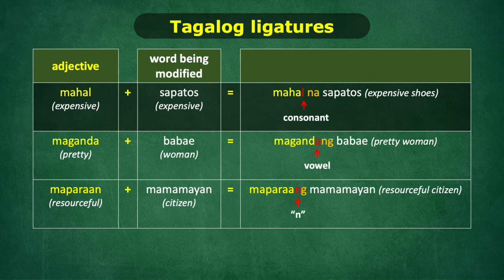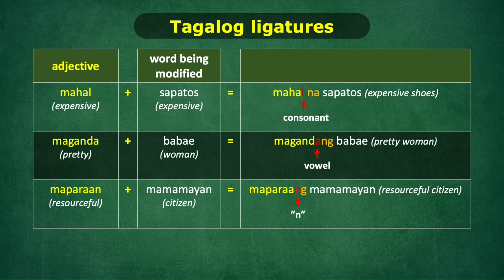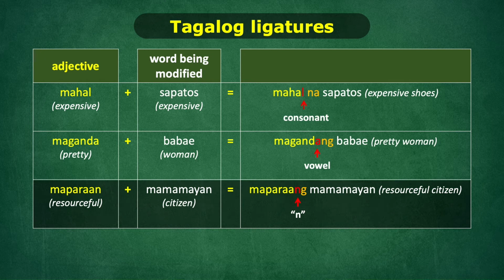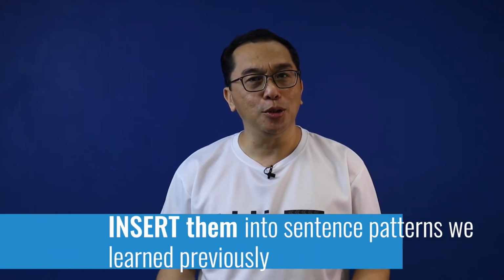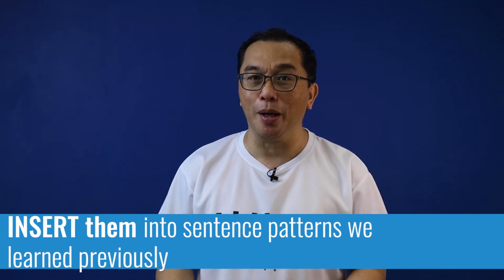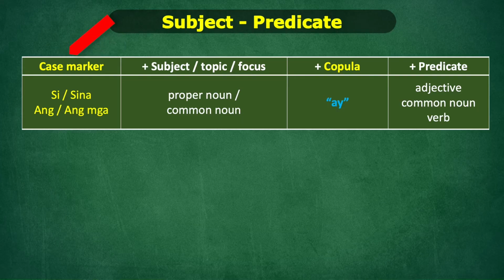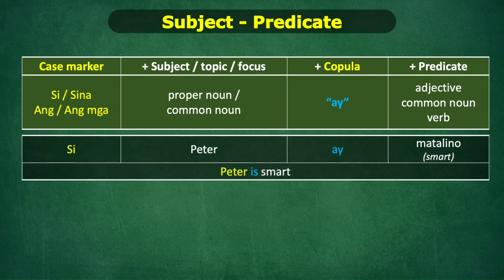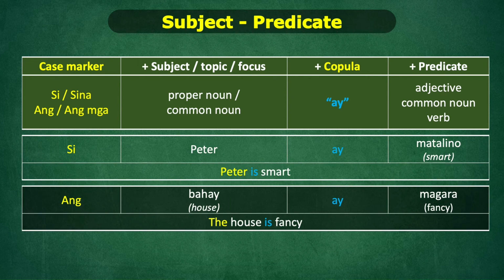For example, mahal, sapatos. Mahal na sapatos. Maganda, babae. Magandang babae. Maparaan, mamamayan. Maparaang mamamayan. Our next step is to use these patterns in simple sentences. And the way to do that is to insert them into sentence patterns we already learned previously. Remember this pattern? Case marker plus noun plus ay plus predicate. Like, si Peter ay matalino, Peter is smart, or ang bahay ay magara, the house is fancy.